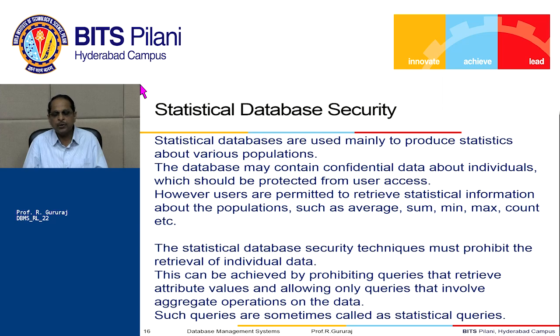The statistical database security techniques must prohibit the retrieval of individual data. This can be achieved by prohibiting queries that retrieve attribute values and allowing only queries that involve aggregate operations on the data. That means what is the solution to this? When we implement these kinds of systems, we should allow only such queries which involve the aggregate operations like average, min, max, count, sum, etc. Such queries are sometimes called statistical queries. They are safe. They are not going to retrieve or disclose the data of individuals.